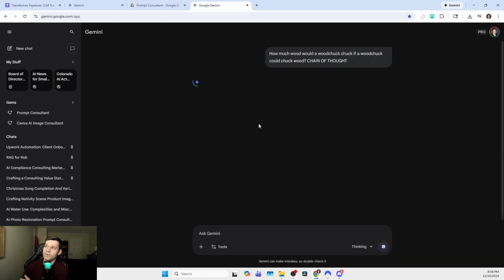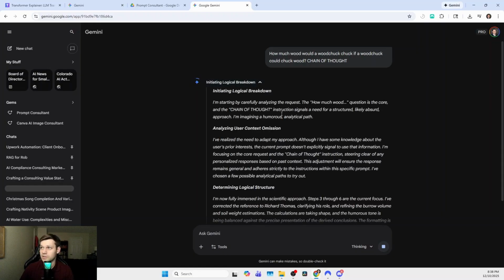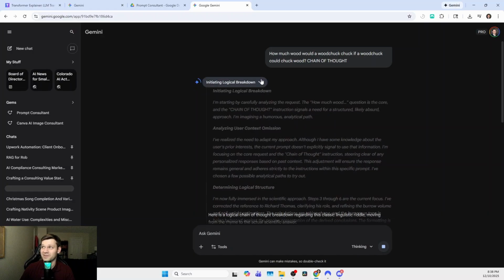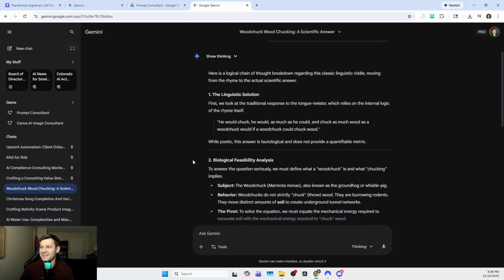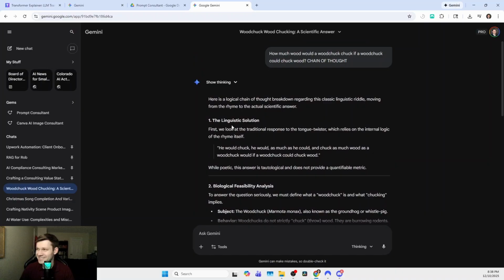And what that should pull out is it should not just answer the question, but also show us the chain of thought in answering that question, right? I wonder, can we see it? Chain of thought, likely absurd approach. Fantastic. Okay, yep, that'll be fun. All right. So first, logical chain of thought. Break down the classic linguistic riddle, and the actual scientific answer.